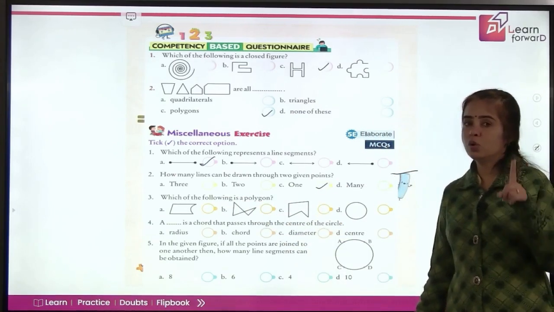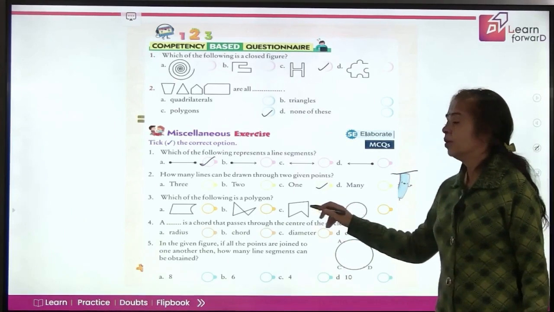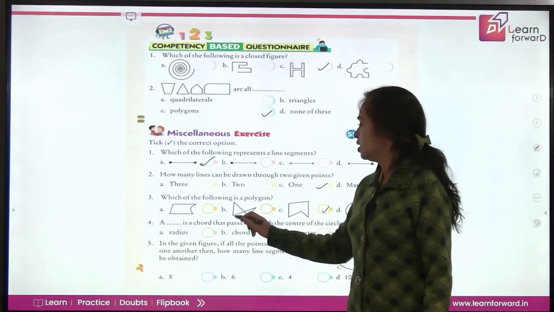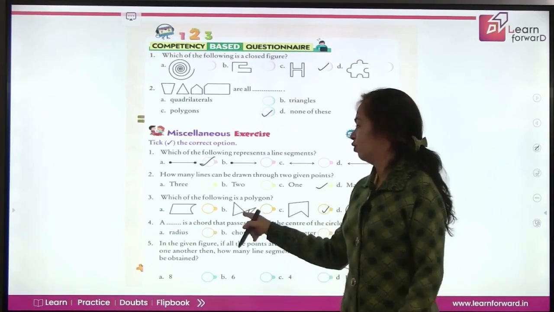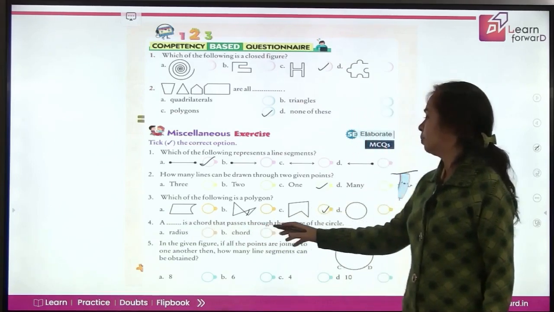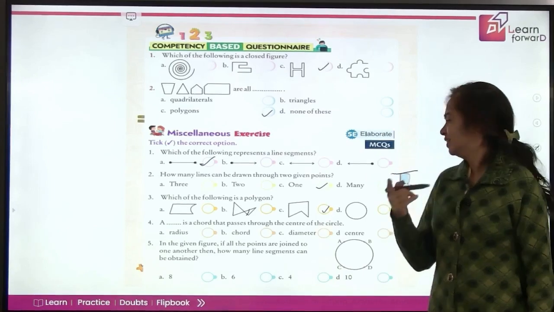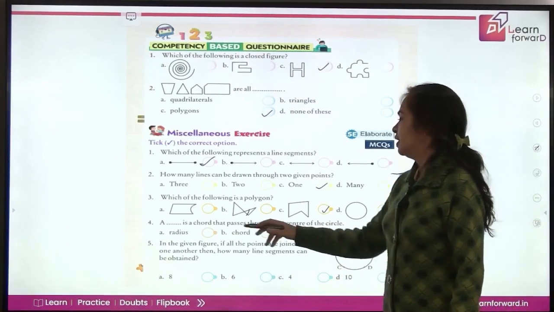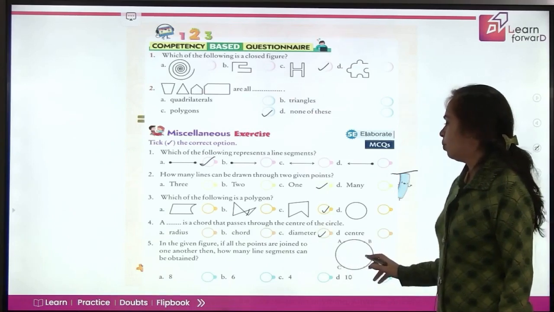Now which of the following is a polygon? It should be closed. It should be made up of line segments only. Yes. B is not, because in a polygon the line segments should not overlap. They are overlapping here. Dash is a chord that passes through the center of the circle. Which chord passes through the center? Diameter. Perfect.